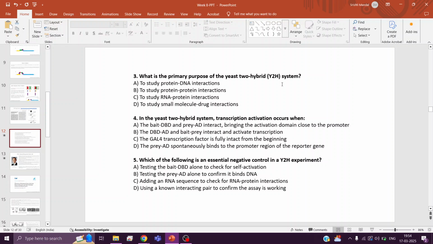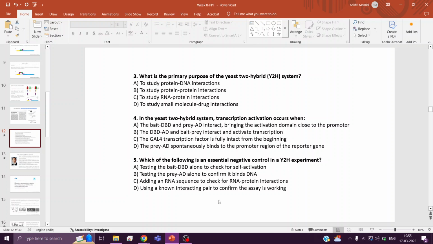So the answer to number 3 is that the yeast two-hybrid system is used for protein-protein interactions to study them. And in the yeast two-hybrid system, the transcription activation will occur when you have your bait DBD and your prey AD. It will interact via bait-prey interaction. If this interaction takes place, it will bring AD and DBD close to each other, and you will have the activation domain close to the promoter, allowing it to then activate transcription of the gene. Leading, in this case, it will be the LacZ gene, and you will have beta galactosidase produced, which will then give a blue color upon X-gal as a substrate being entered into the media.